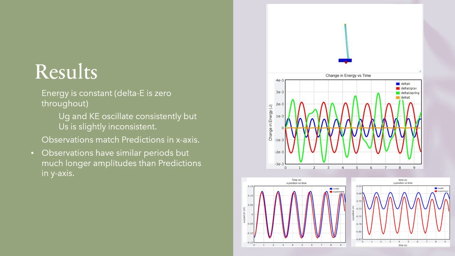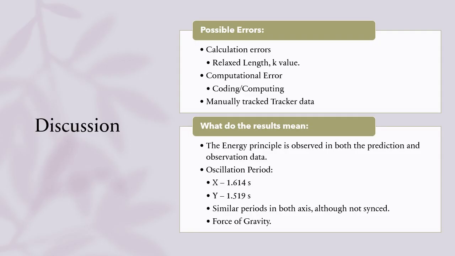As for my observations versus my predictions, my observations exactly match my prediction data in the x-axis, which you can see on the bottom left. However, on the y-axis, my observations had a similar period, but the amplitude was much larger for the observations than the predictions.